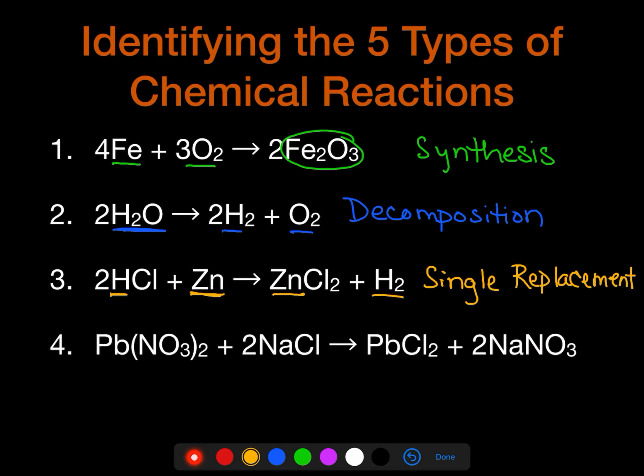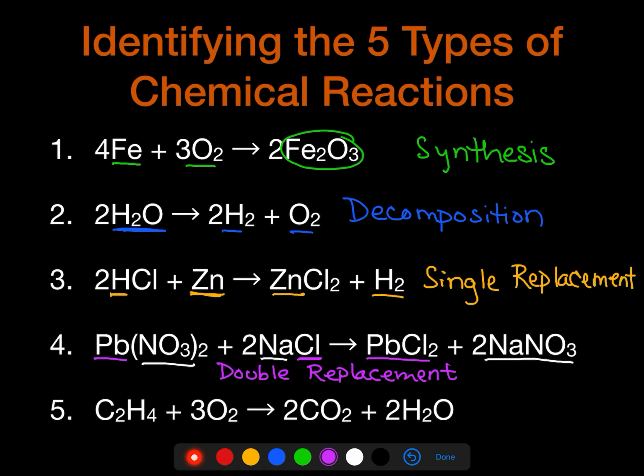If you have something like this, and this looks a little more confusing, there's a lot going on. Here we have lead and chlorine, so we're going to swap partners basically, and they form lead chloride on the other side. And then we have sodium and nitrate, and they're going to form sodium nitrate. And so this is one that we call double replacement. Okay, so I'll write that here, double replacement. So completely swapping those partners.